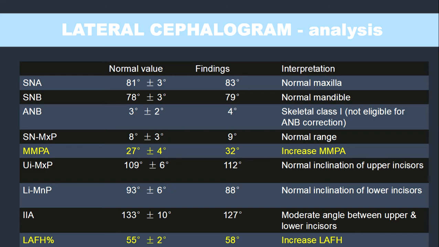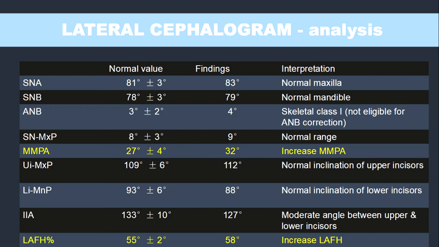For the ANB value, this patient has a normal ANB value, so this patient has skeletal class 1. If this patient has a skeletal class 1 pattern, then this patient is not eligible for ANB corrections. And for SN-MXP, it is also in the normal range.